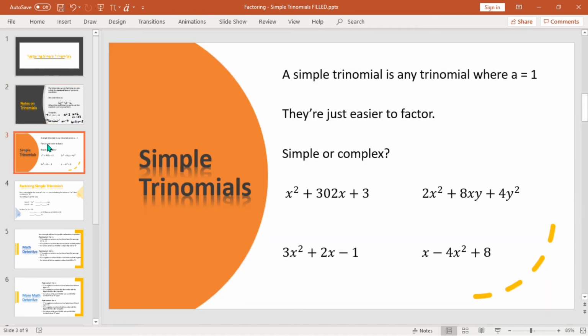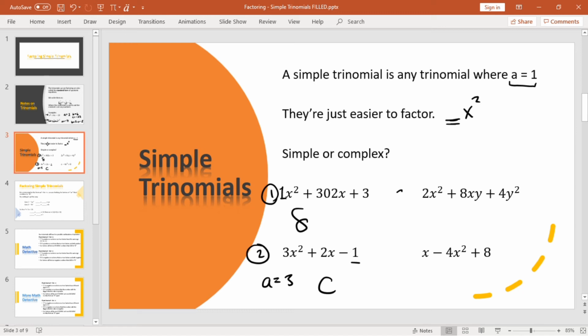So we're going to start with factoring simple trinomials, and that just means a is 1. So your leading term will be x squared without anything in front of it. Okay, so looking at our examples, is number 1 simple or complex? Simple, right? Because a is an invisible 1 in front. So simple for number 1. What about down here? Simple or complex? There's a 1, but it's not the a value. A equals 3. So this is a more complex one.